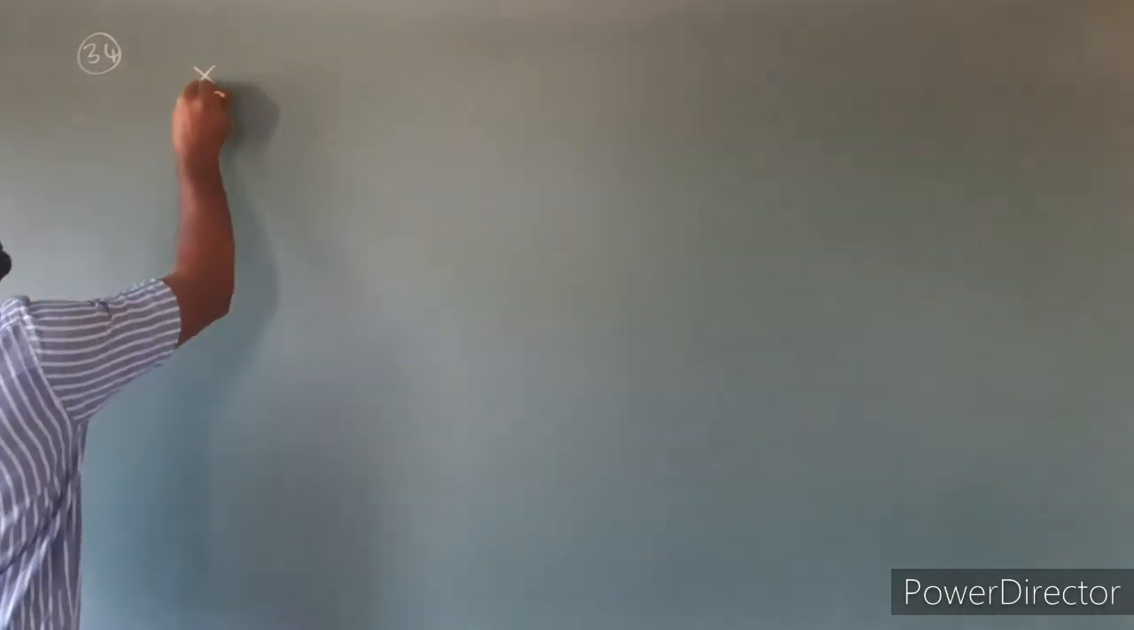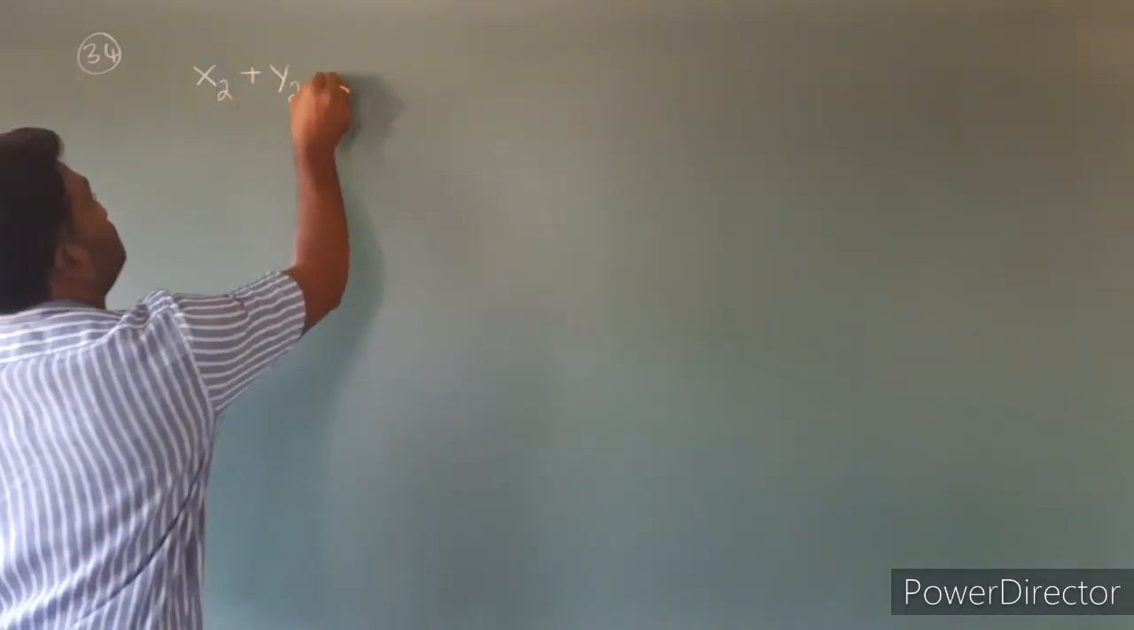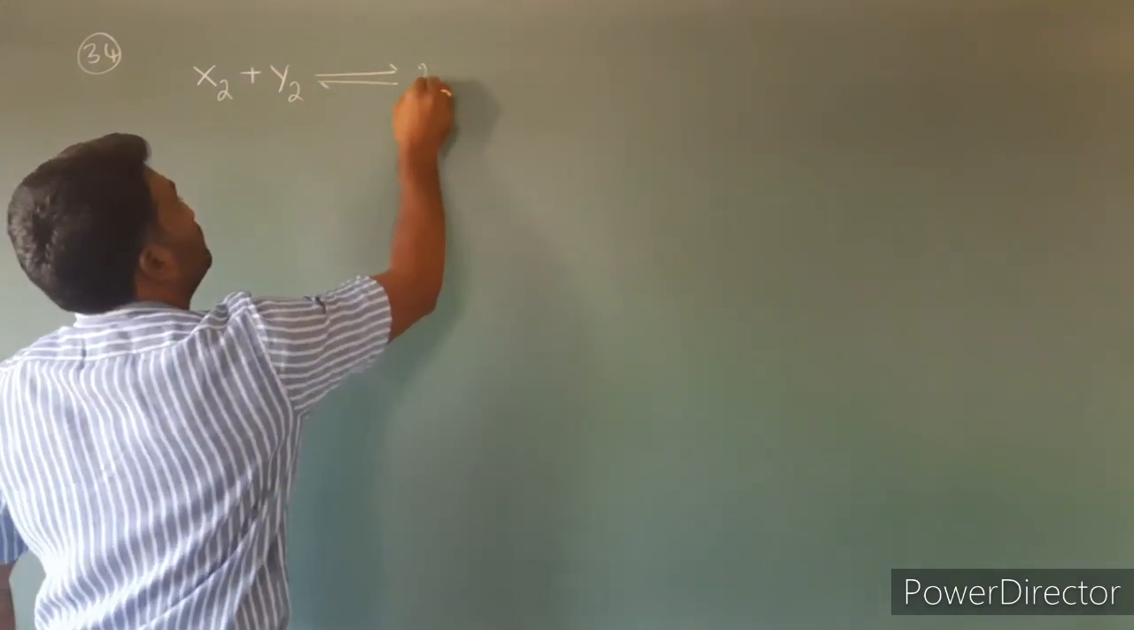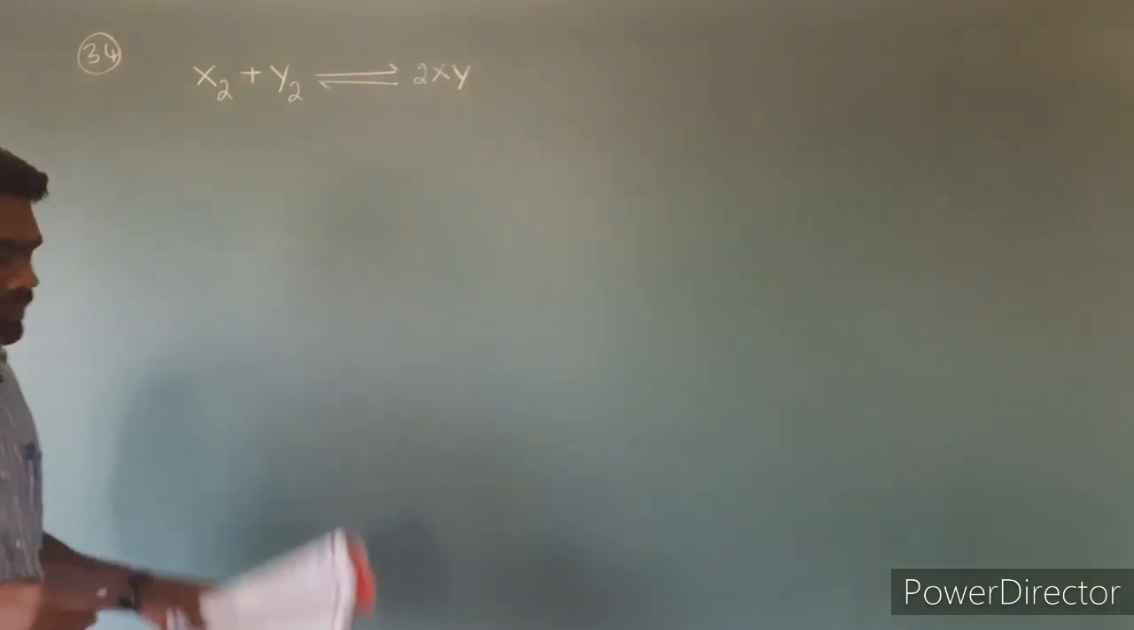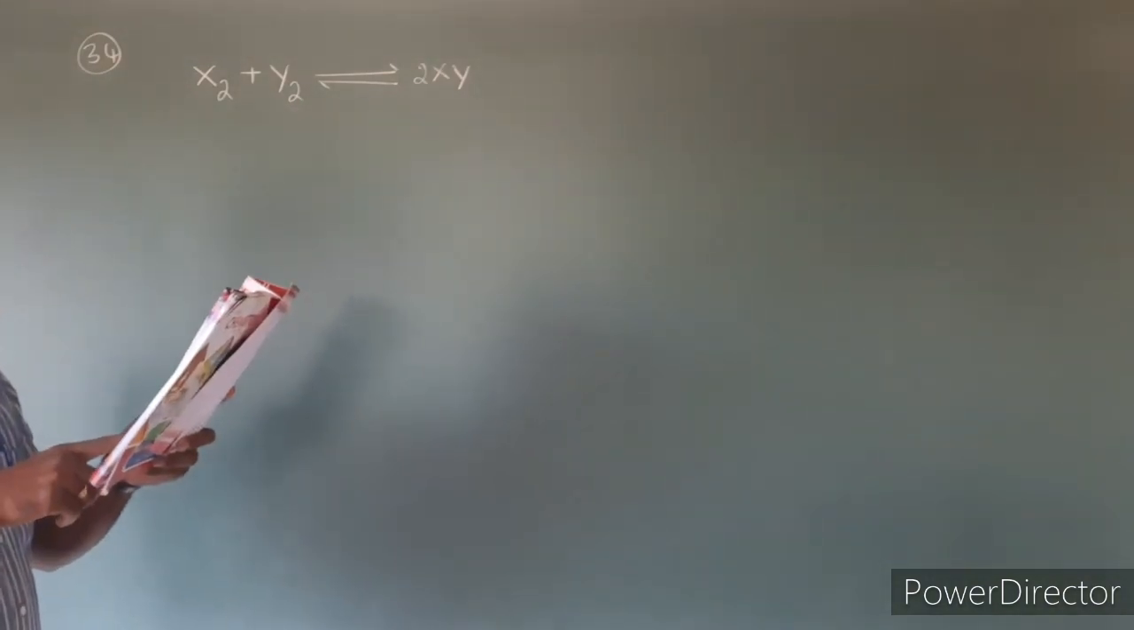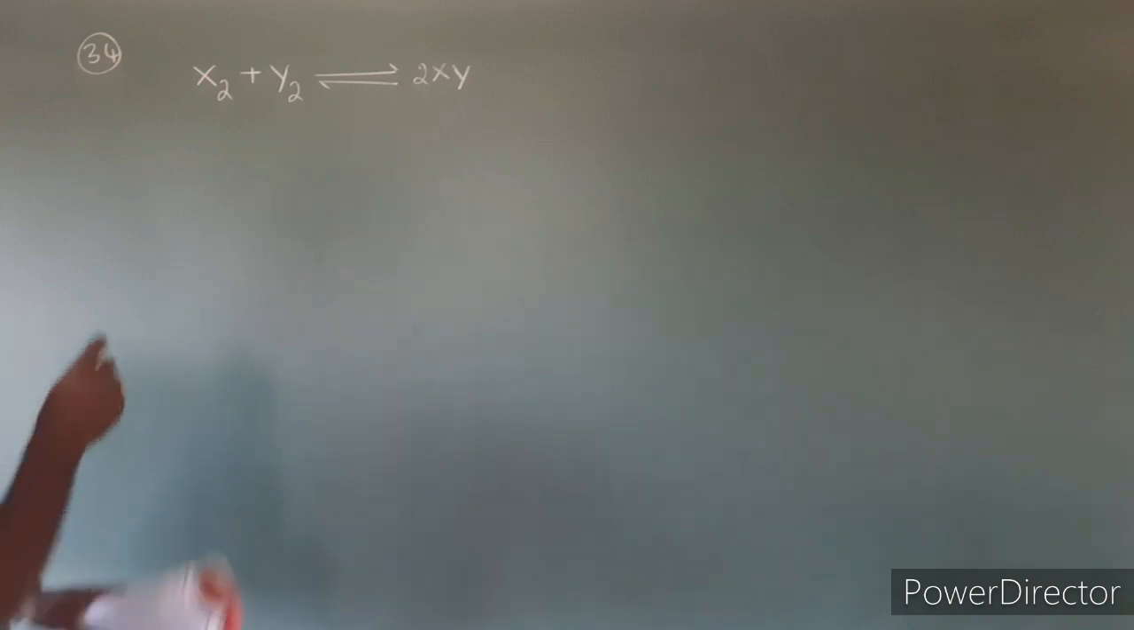Next, question number 34. If the equilibrium concentrations for X2, Y2 and XY are 1.2 into 10 power 3 M, 5.83 into 10 power 12 M and 8.9 into 10 power 2 M respectively, what was the initial concentration of X2 before the reaction occurred to form XY? So first let us write the equation: X2 plus Y2 gives rise to 2XY.